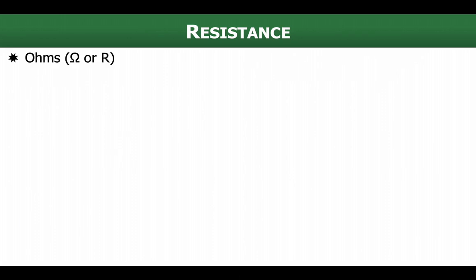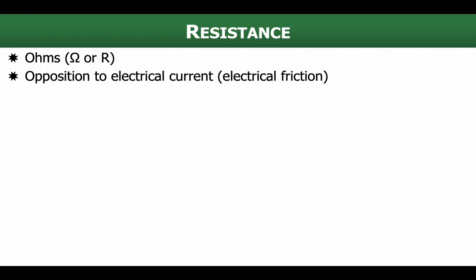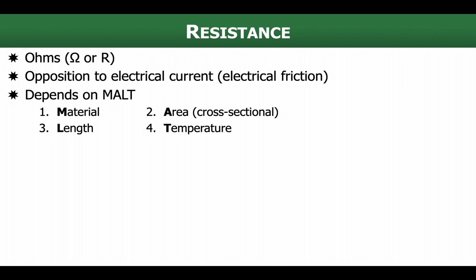The final term we want to hit on is resistance. Resistance, ohms. So our symbol for ohms, or R, you'll also see that for resistance. And this is the opposition to electrical current. It's kind of like electrical friction. And what it depends on, the abbreviation of the mnemonic device is MALT. The material of the conductor. What kind of wire am I using? The area. How big is the wire? Right? The bigger the wire, the less resistance it's going to have.